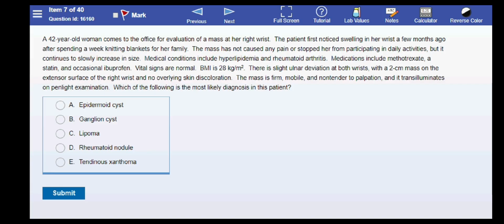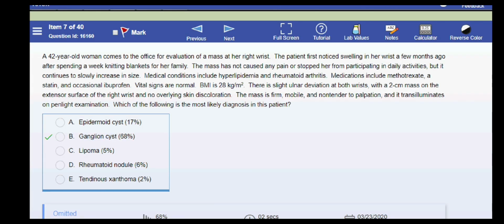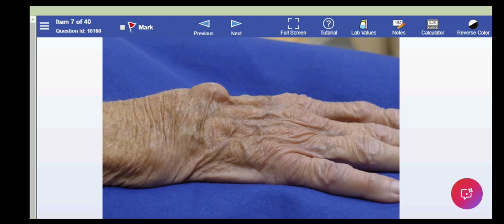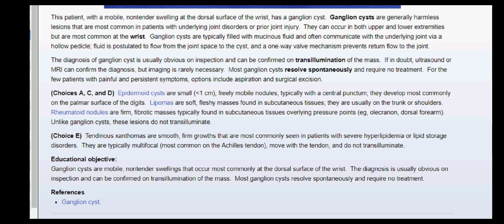So what is the diagnosis? It's an easy one. When you see this, this is a ganglion cyst. Okay, it's not epidermoid. This is a ganglion cyst, and we see it on the extensor of the hand. So this patient with a mobile, non-tender swelling on the dorsal surface has a ganglion cyst. Okay, on the wrist you see it, and the transillumination.